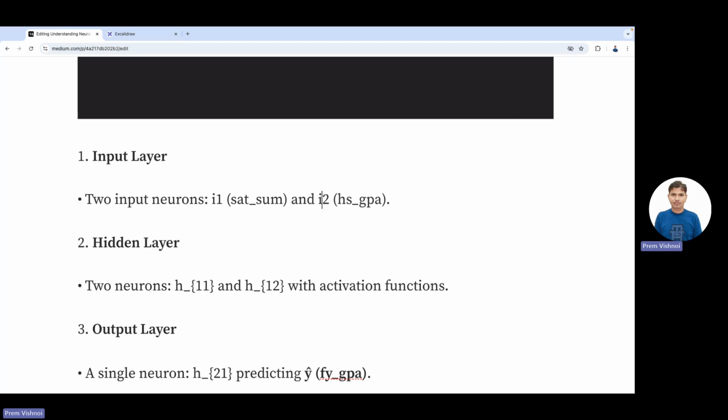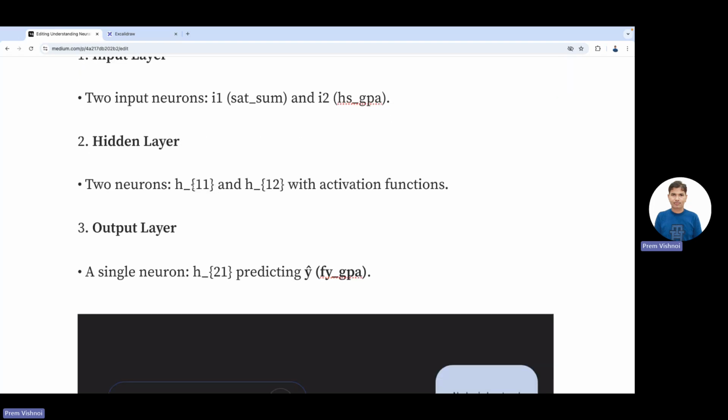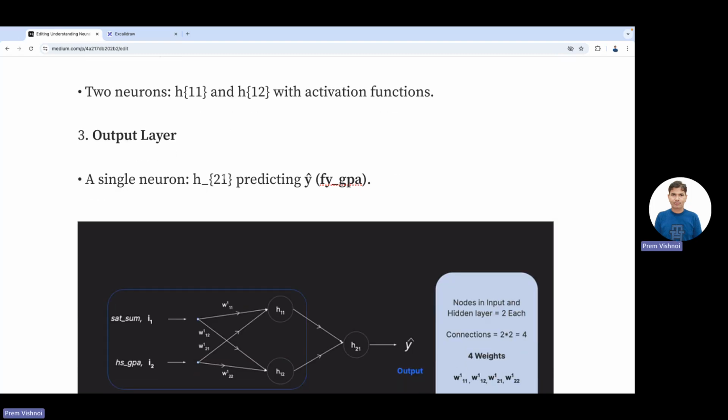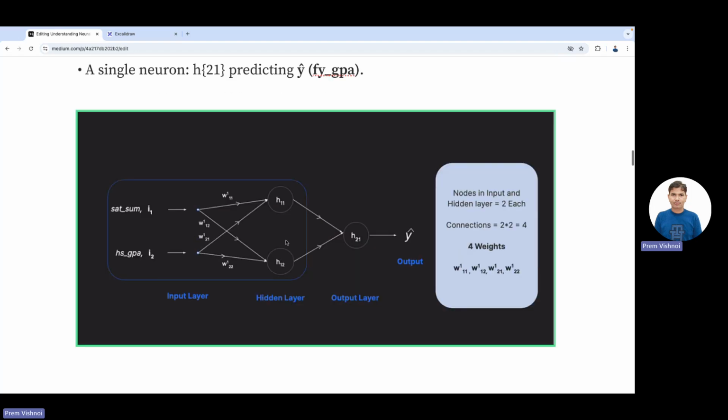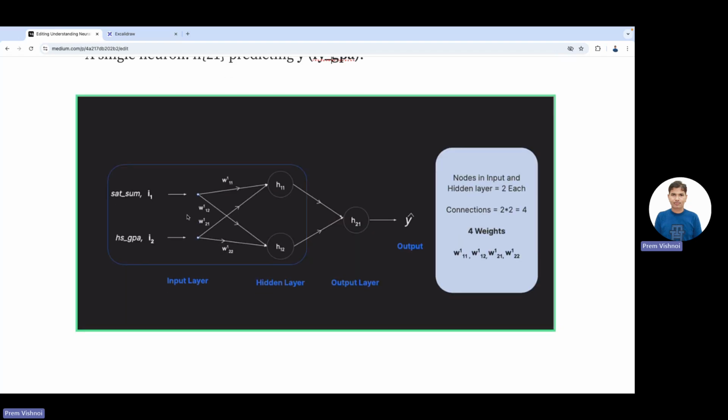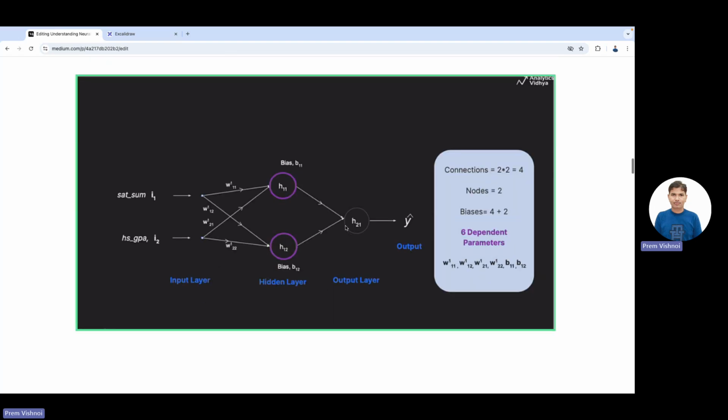Two input parameters: SAT I1 and I2, HS GPA, two neurons, right? The hidden layer is H1 and H12, with an activation function, H21, a single neuron, and the output layer is a single neuron, FY. So this is the input, and then the weights W1, W12, W21. Total connections 4, nodes 4, bias 4, right? 4 plus 2, yeah.